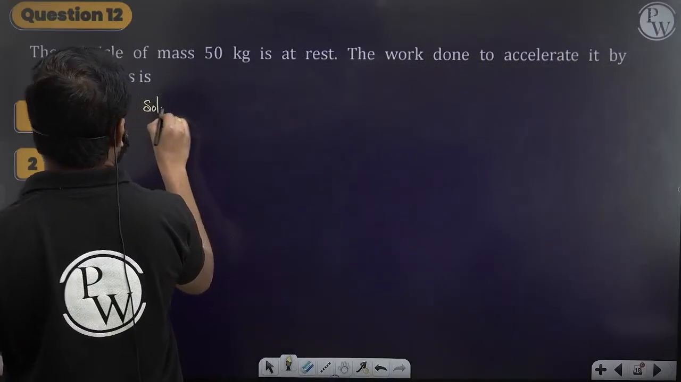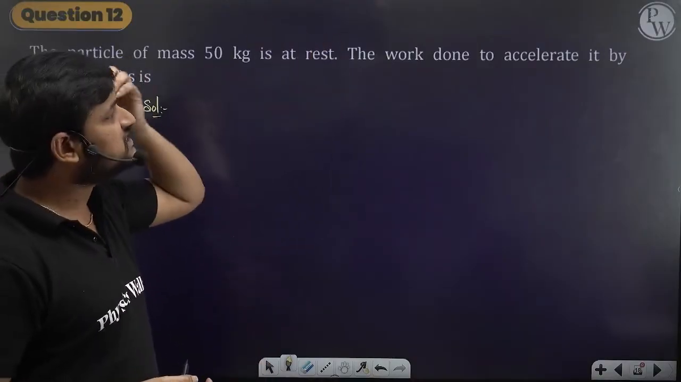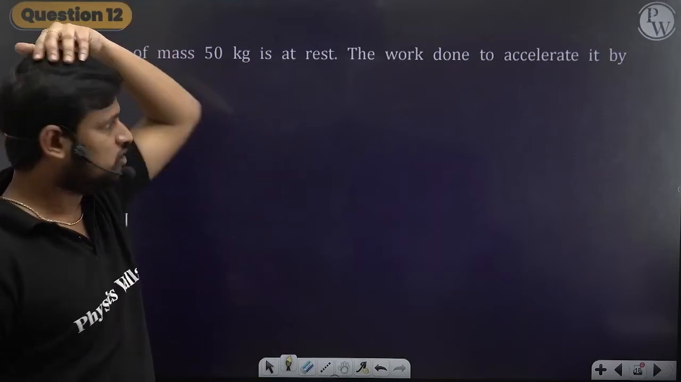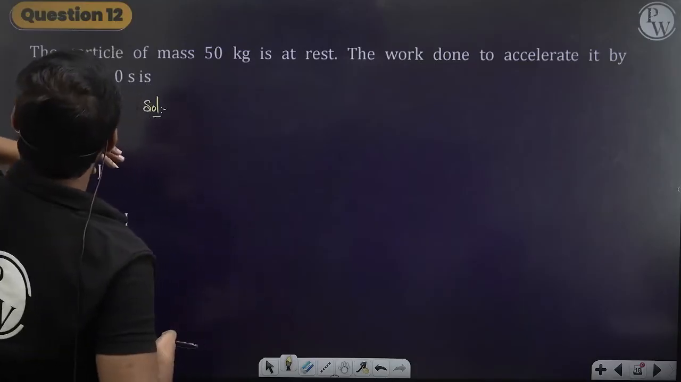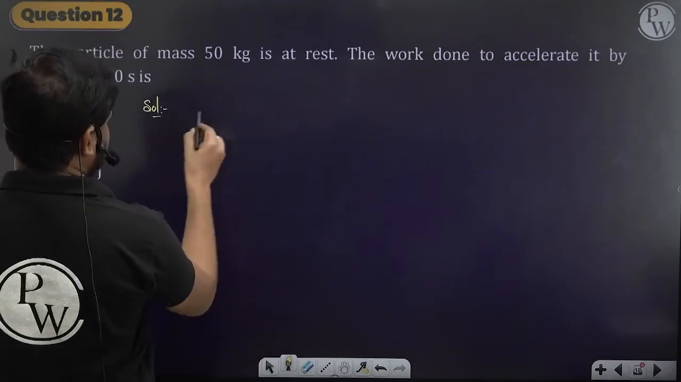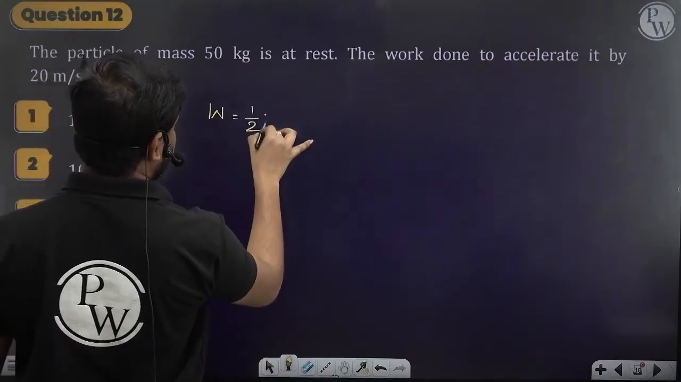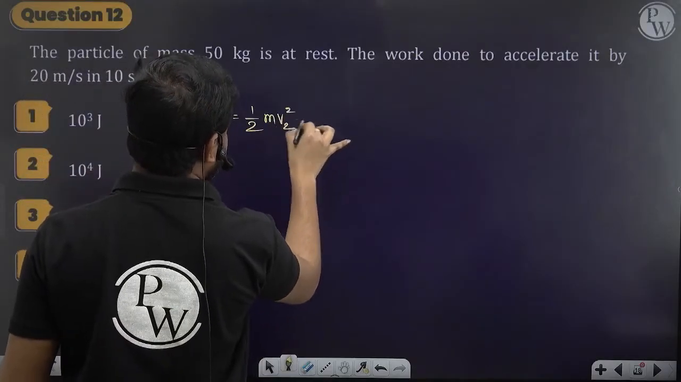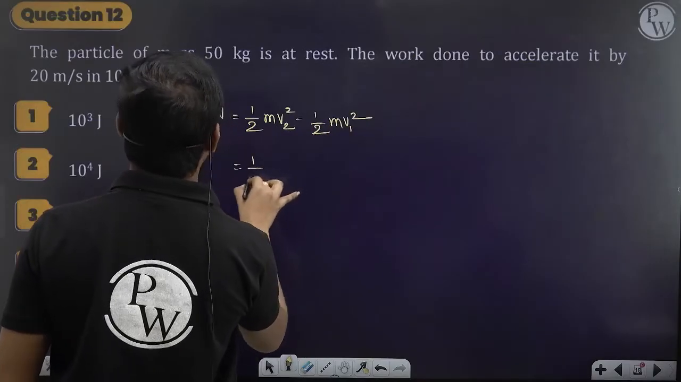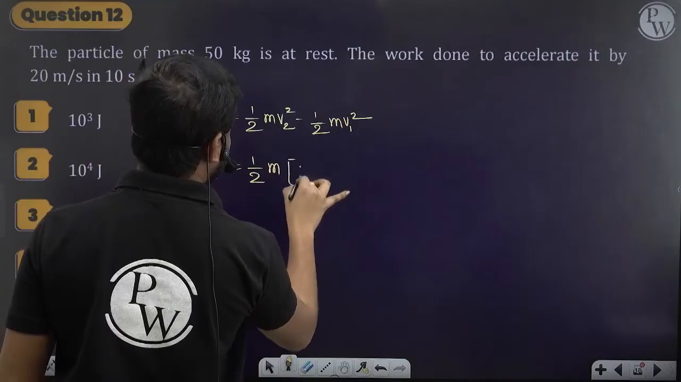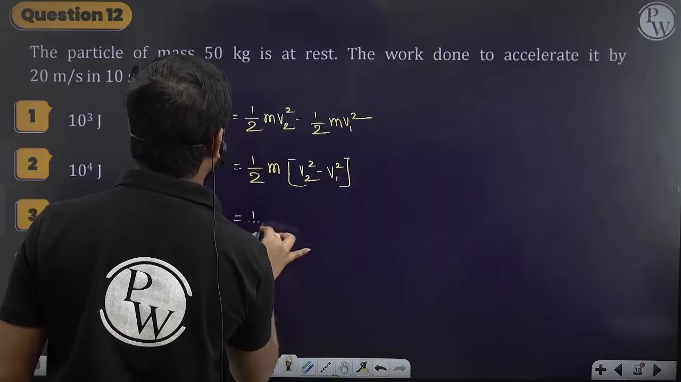So next, what does the question say? A particle of mass 50 kg is at rest. So at rest means initial velocity is 0. Yes or no? And then the work done to accelerate it to 20 meter per second in 10 seconds. So simple thing, the work done is equal to half m v2 square minus half m v1 square. So taking half m common, let's write v2 square minus v1 square.